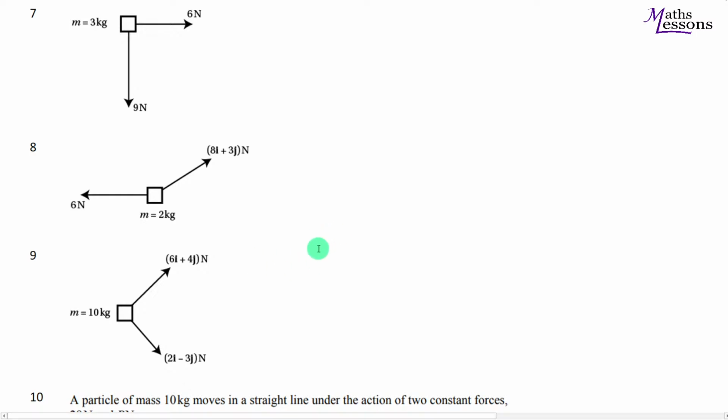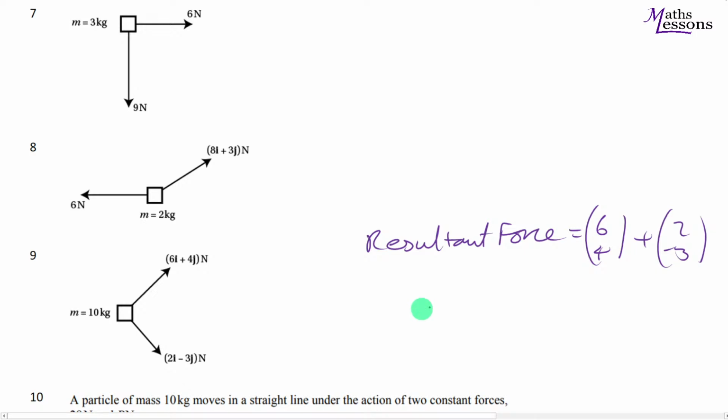So question 9, we're just going to add up the vectors in this question. Find the resultant. So the resultant force is going to be equal to (6, 4) plus (2, -3). So we've got 10a will equal (8, 1). Therefore a will equal (0.8, 0.1) meters per second squared.